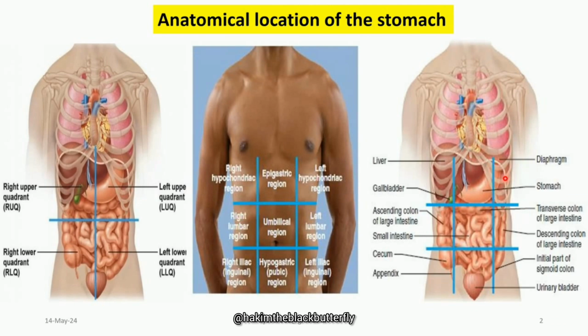Then abdominal regions. If you use the abdominal regions using the other four planes, you can appreciate that it's going to be largely within the epigastric region. But of course, some part of the stomach extends partly into the left hypochondriac region. So that's the anatomical position, the location of the stomach.